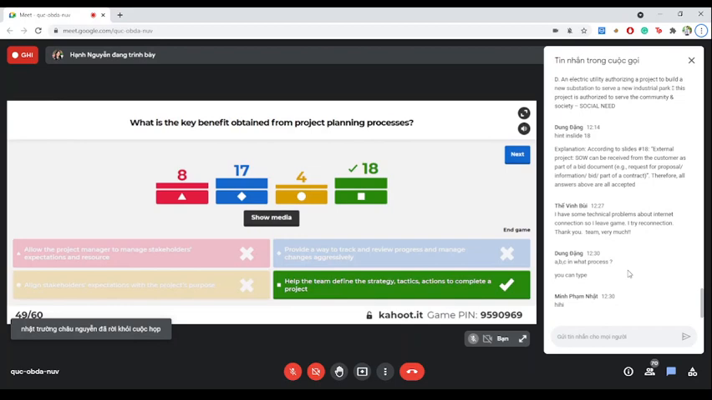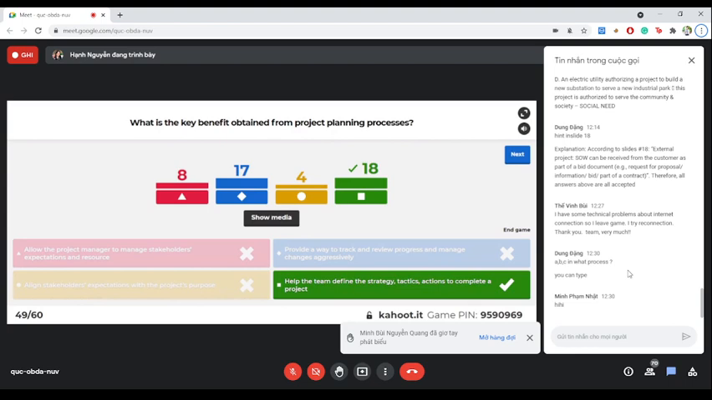Okay, very good. Right. So, yeah, another opportunity for you to get bonus. So we have the correct answer is D. Who can tell me A, B, and C is a benefit of which process? In the five process? Yes. Quang Minh, yes?